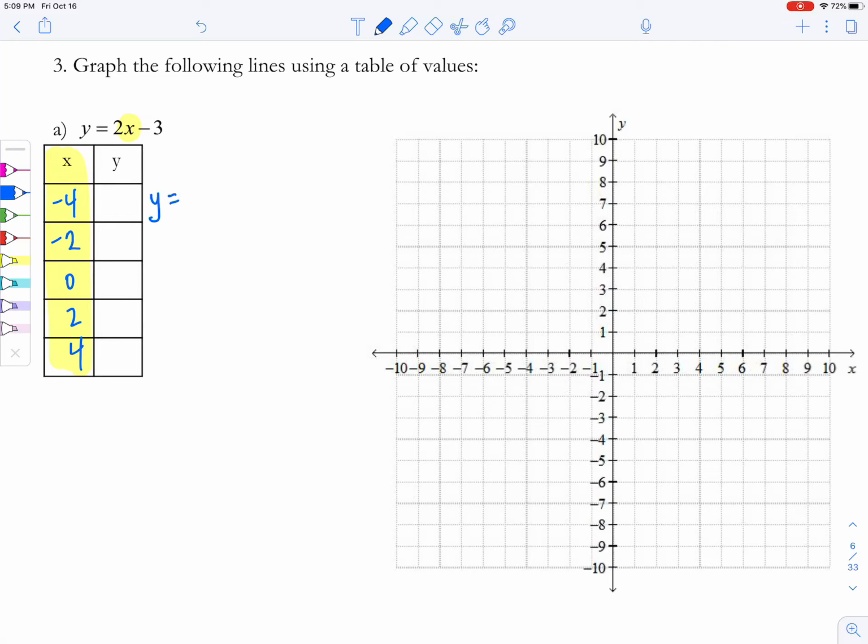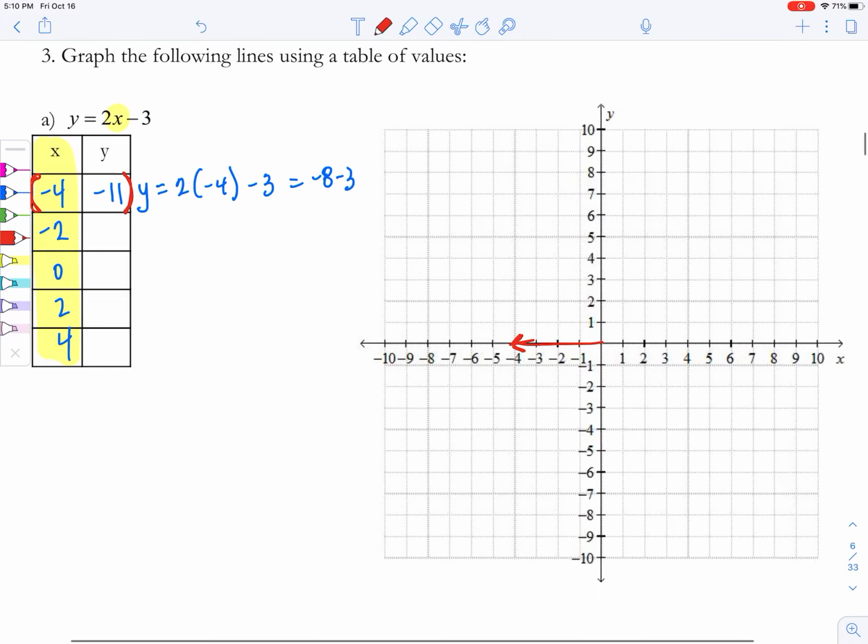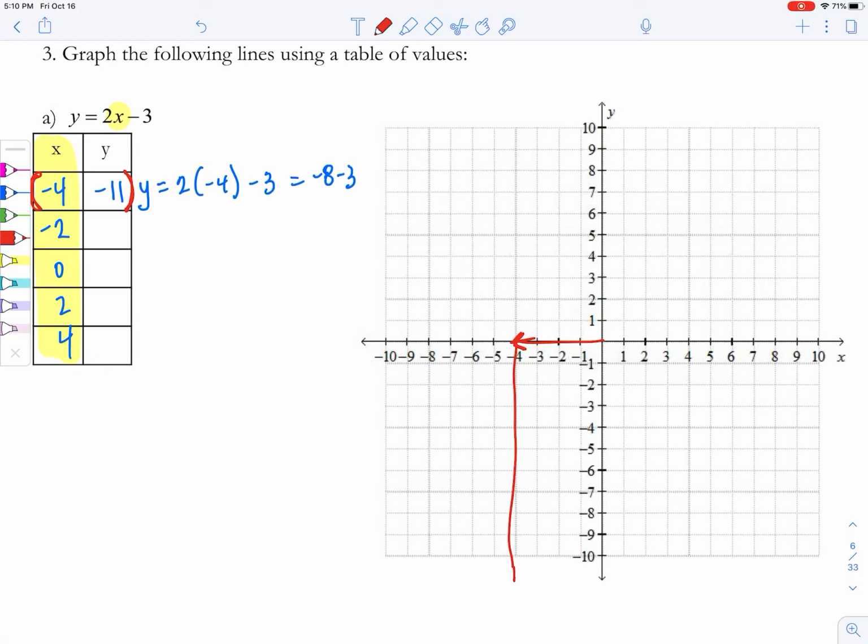So for the first one, we'd get y equals 2 times minus 4 minus 3. And that would give us minus 8 minus 3, which is minus 11. So this right here is the point minus 4, comma, minus 11. And if we were going to graph that point, minus 4 on the x-axis means we'd go 4 this way. And then minus 11 means we're going to go down all the way to like right here. I'm going to erase all of that stuff though and just put our dot that is left 4 and down 11, and that's our first point.